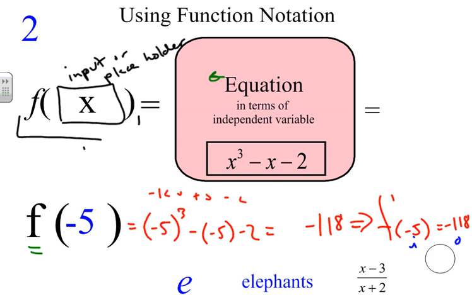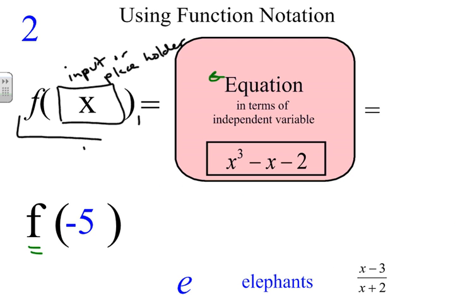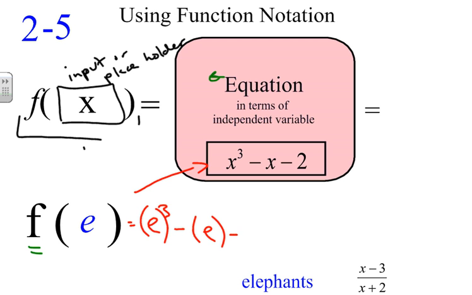So whatever is inside of the parentheses, that's what I plug in. I can plug in e. I look at my f, which is that equation, and I plug it into the placeholders. So it'd be e cubed, parentheses around there, minus e, minus 2. I can't simplify that any farther, so that's my output. I plug in e, f of e equals e cubed minus e minus 2.